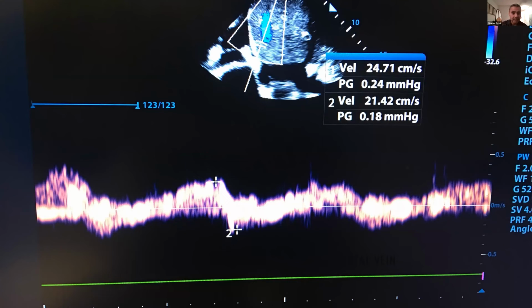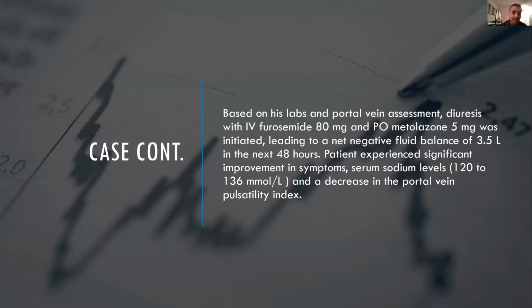So this patient is on BiPAP, positive pressure ventilation, and they're getting this biphasic picture. Again, grade 3, severe, right? Based on this, I'm diuresing this patient again: IV furosemide 80 milligrams TID, then 5 milligrams of PO metolazone. The patient went 3.5 liters negative and had pretty significant improvements in their serum sodium, from 120 to 136, and a decrease in their portal vein pulsatility.